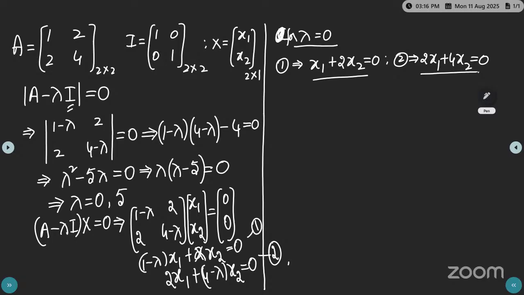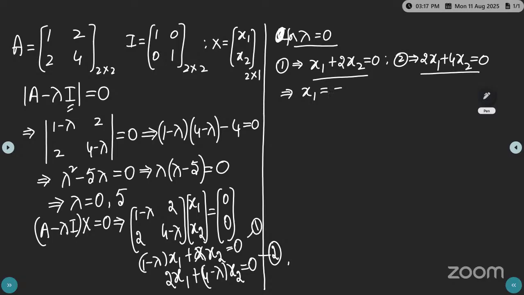If 2 equations are there, both will be same. If 3 equations are there, any 2 will be same. If 4 are there, any 2, not any 3. If 5 are there, any 2 will be same. Then you will be getting rank of coefficient matrix less than number of unknown variables. Then you will be getting infinite solutions, infinite eigenvectors. Got it or not? Lambda equals 0, you are getting this. So I just solve it.